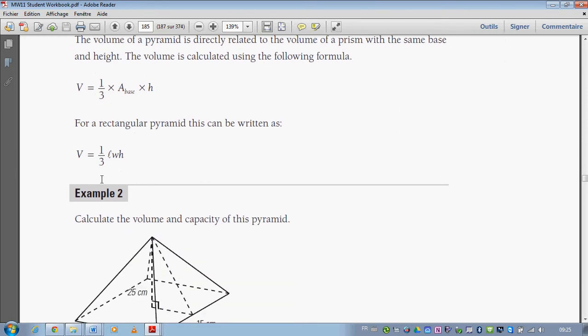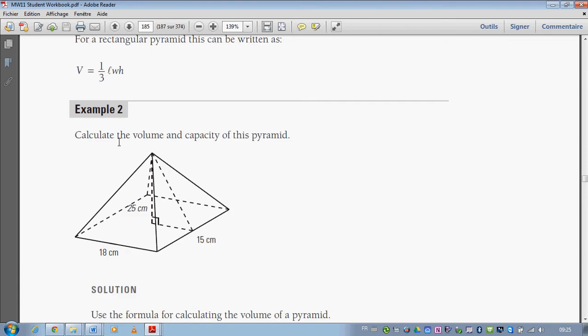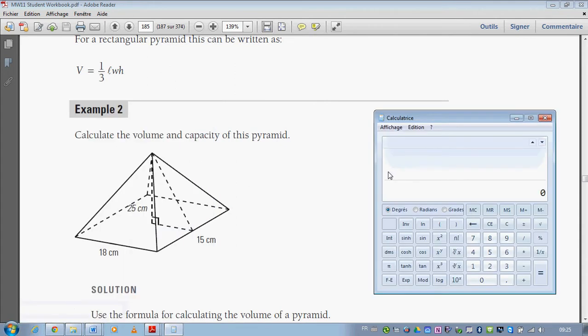Okay, so moving right on to example 2, calculate the volume and capacity of this pyramid. So again, we said the area of the base, so you would go 18 times 15. So open up my calculator and do that.